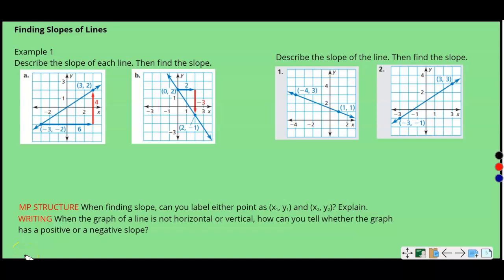Finding slopes of lines. All right, example 1. Describe the slope of each line, then find the slope. All right, so the first one, part A, we can see that it rises from left to right. So this would be a positive slope. It also has a rise of 4 and a run of 6. So we could determine that the slope is going to be 4 over 6, which reduces to 2 over 3.